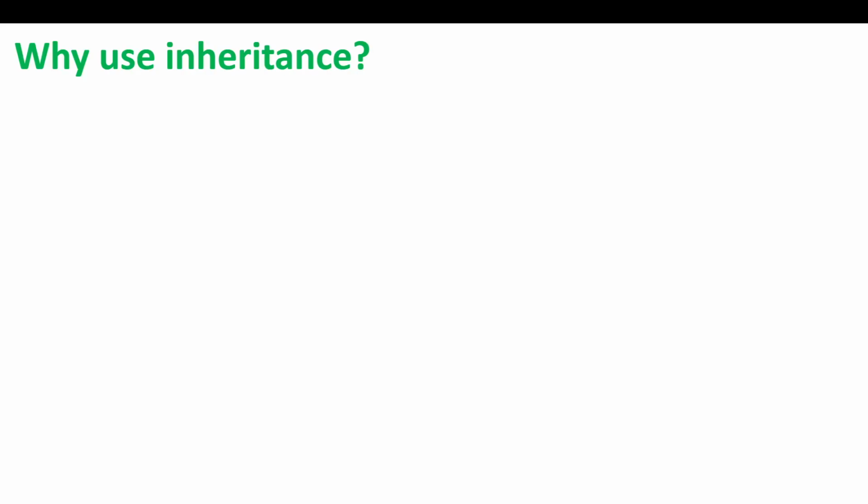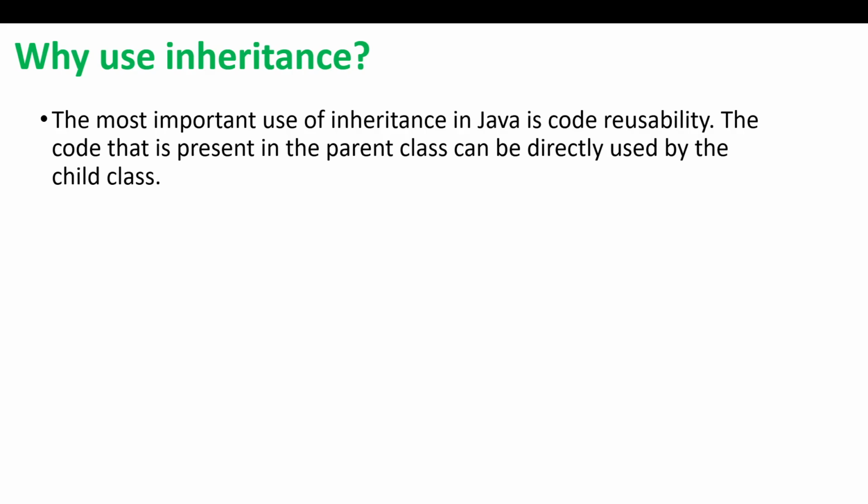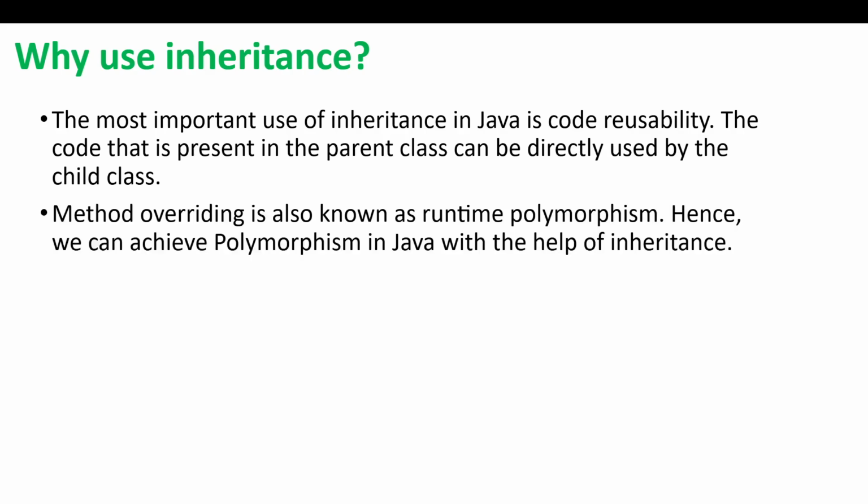Why use inheritance? To achieve reusability and runtime polymorphism. The most important use of inheritance in Java is code reusability. The code that is present in the parent class can be directly used by the child class. So for reusability, we can use inheritance. Method overriding is also achieved by inheritance. It is also named as runtime polymorphism. So runtime polymorphism is implemented by using the inheritance concept.